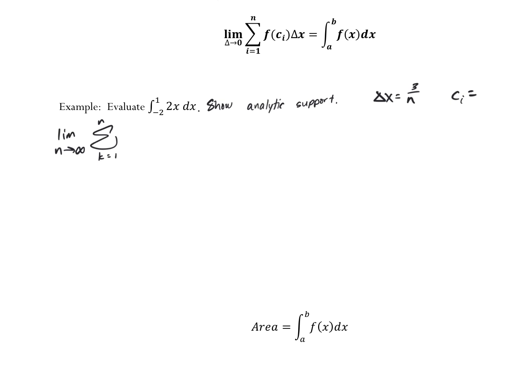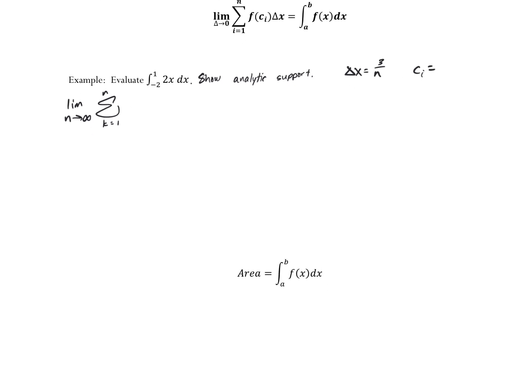Right? We have that interval between negative 2 and 1, which is 3 units wide, and we're splitting that up into n rectangles. And then what would c sub i be? Isn't it a times something? C sub i, you guys, is a plus k delta x. So what is a in this particular case? The bottom bound, yeah? Plus 3k over n.